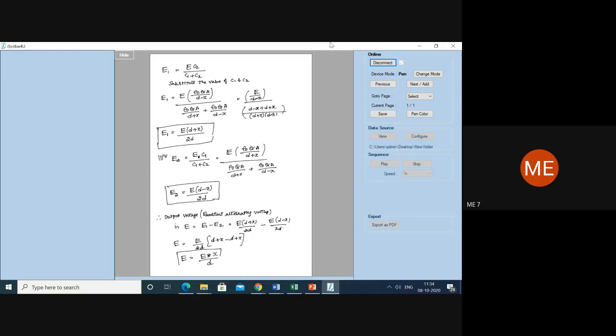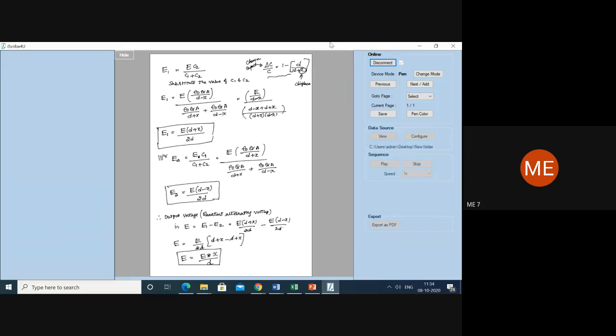Now just observe the output voltage E. Earlier, if you remember, what we observed was delta C by C, which was 1 minus d divided by d plus x. Now observe this x. x is the displacement, and delta C is going to be your change in capacitance.